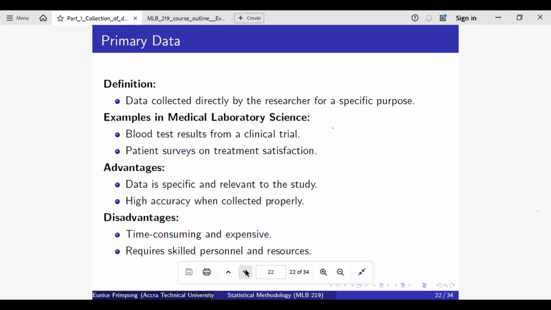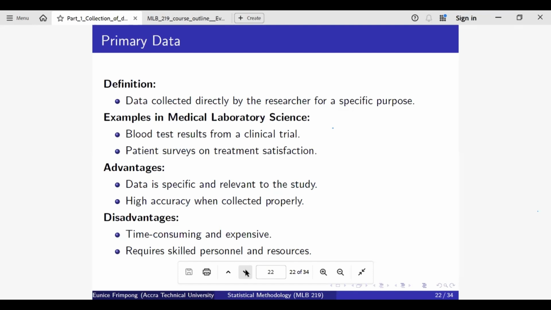Now, what's a primary data? It is data collected directly by the researcher for a specific purpose. Okay. So based on the kind of study you are trying to do, you collect the data yourself directly on the people you want to study. Some examples may be blood test results from a clinical trial. So maybe in your lab, you want to understand something. So as the patients come, you collect the data you need from them as they come until you get the data you need to do your study.